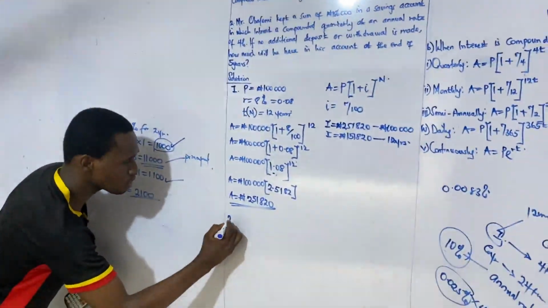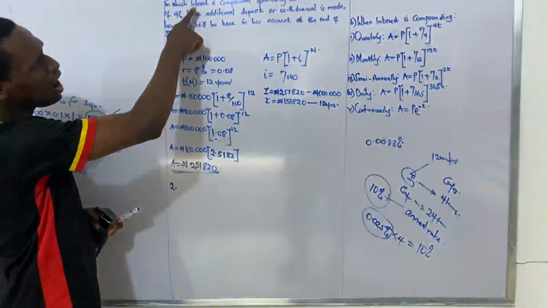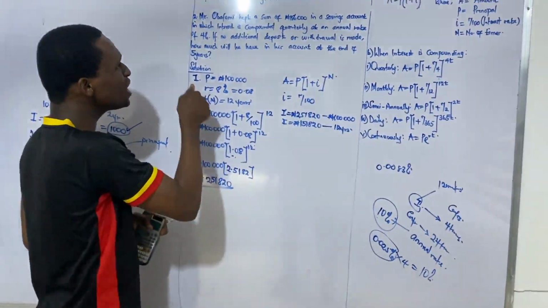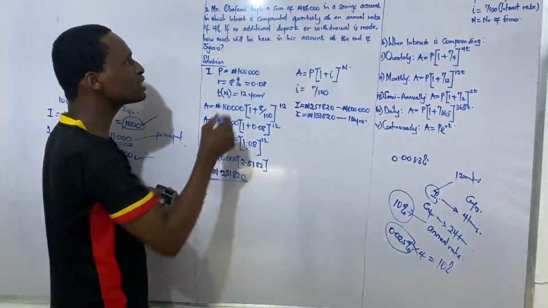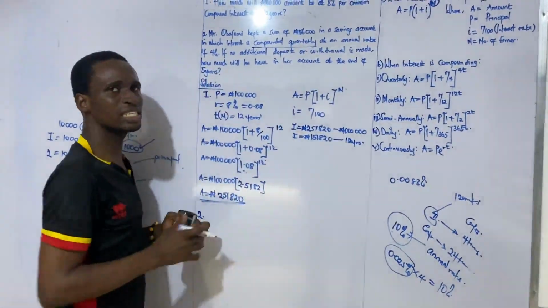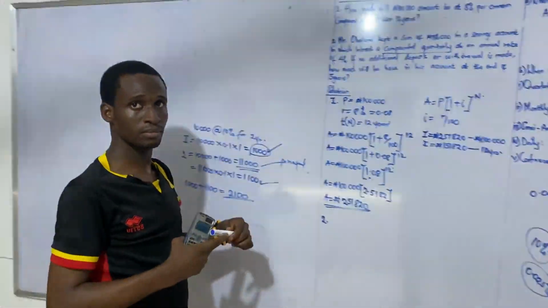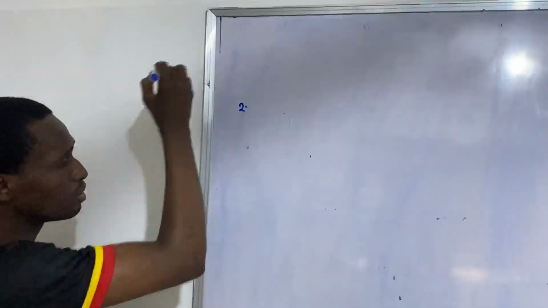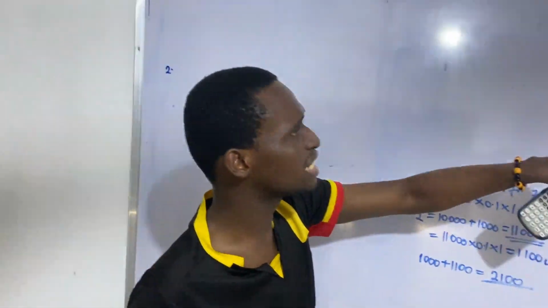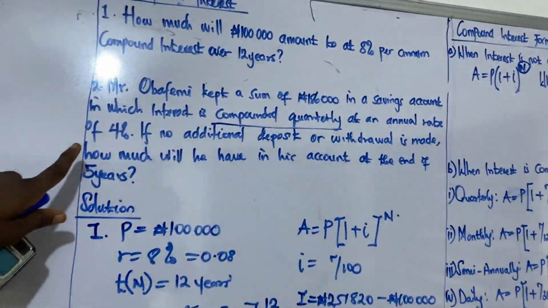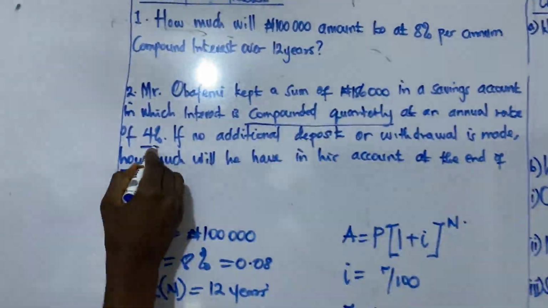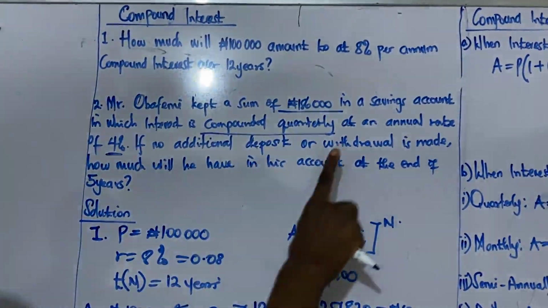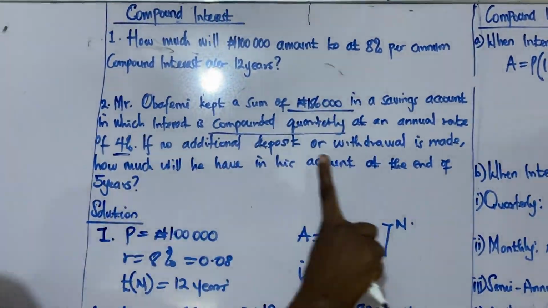So let's quickly look at the second one now. Mr. Obafemi kept a sum of 186,000 naira in a savings account, in which interest is compounded quarterly at an annual rate of 4%. The principal is 186,000 naira, in which interest is compounded quarterly at an annual rate of 4%.